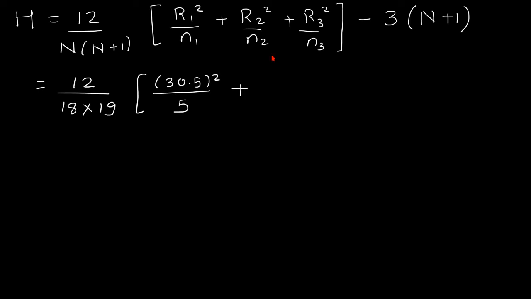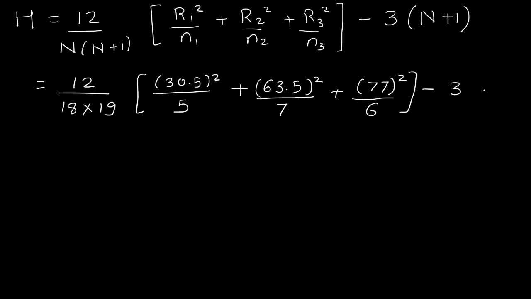And R2 square, R2 is 63.5, the whole square divided by 7, plus R3 square, R3 is 77, the whole square divided by N3, that was 6, minus 3 times (N plus 1). Capital N is 18, 18 plus 1, 19. Okay. So if you solve this further, you will get the calculated H value to be around 4.25.